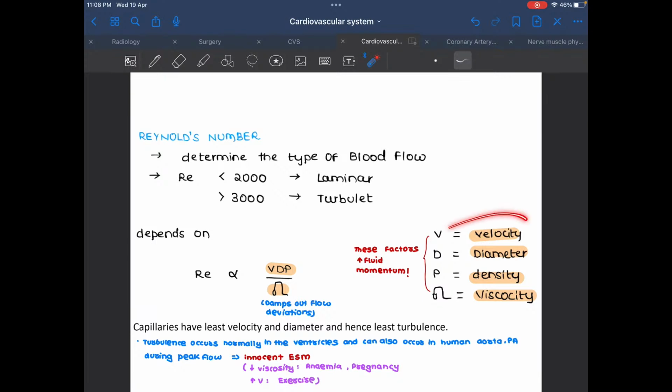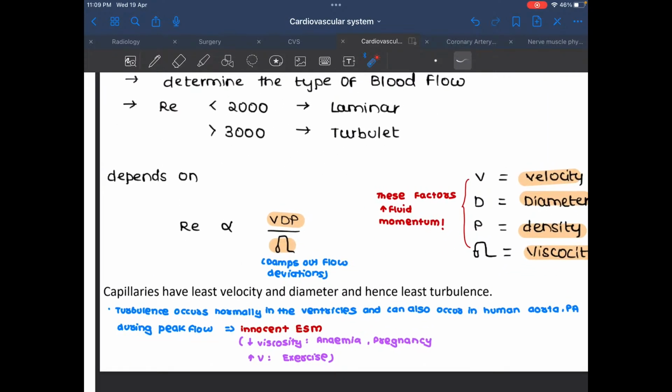ठीक है, all of these factors, whether it be the velocity or your diameter or your density or your viscosity, are going to affect your fluid momentum. And if they're going to affect your fluid momentum, they're going to affect your Reynolds number. And whenever the Reynolds number is less than 2000, I'm going to have a laminar flow. Whenever it is more than that, it's going to be a turbulent flow.